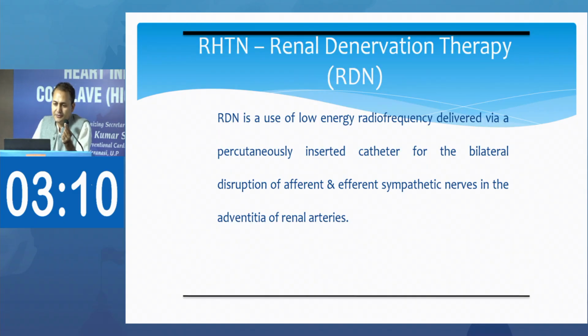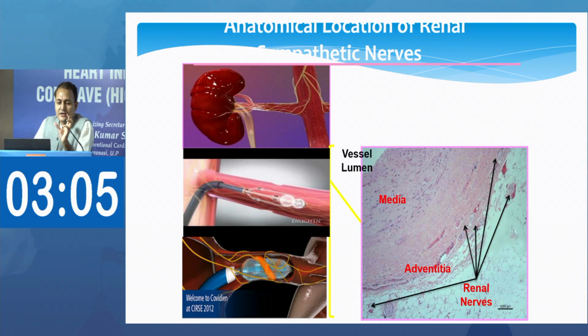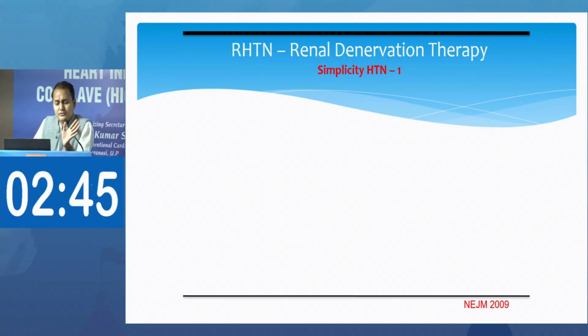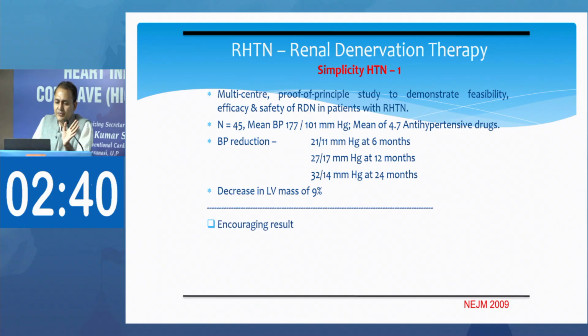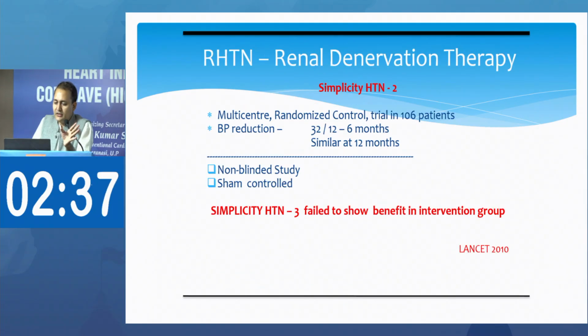And another is renal denervation therapy. This therapy is basically destroying the sympathetic surges from the renal artery to the systemic systems. This is a catheter based therapy which ablates the adventitial neurons. We have now Simplicity 1 and Simplicity 2 studies, where we found encouraging results, but Simplicity 3 was a failed study when this was randomized.